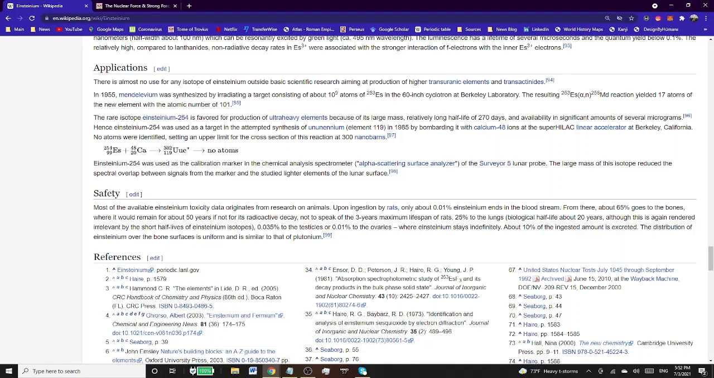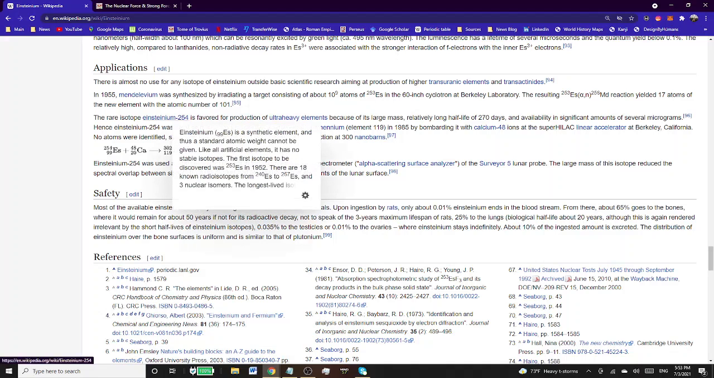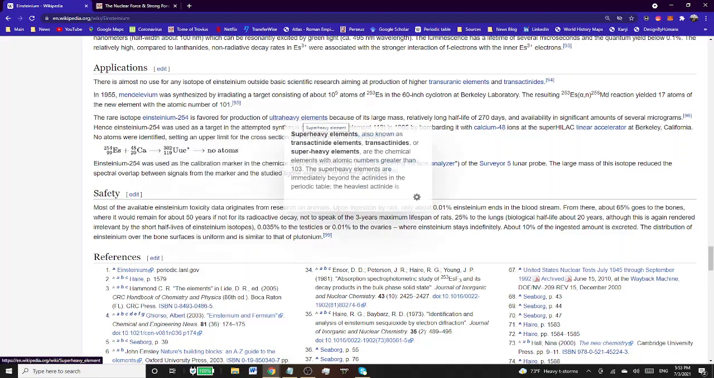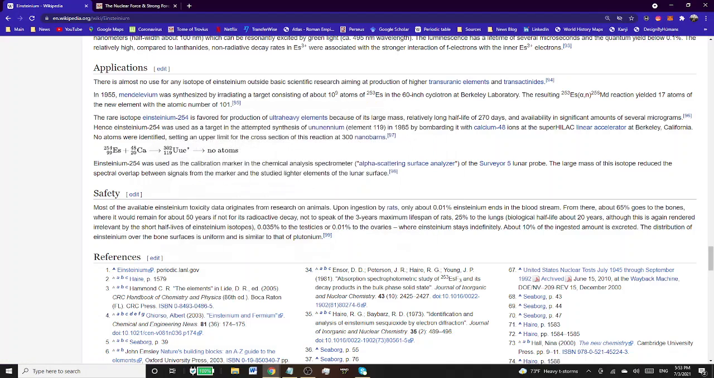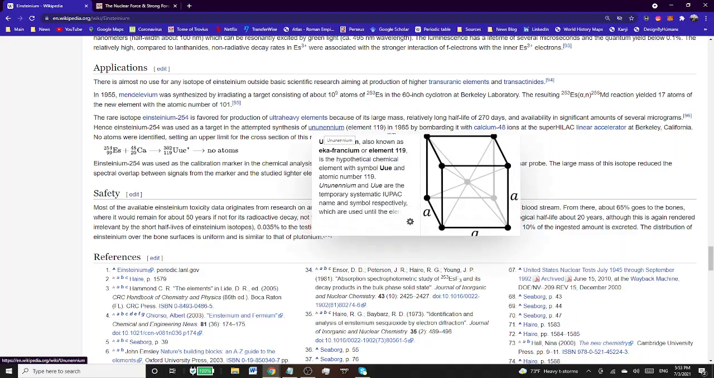Oh, here we go. They like to use this isotope, 254, to produce ultra-heavy elements because it has a large mass and a long half-life. There you go, 270 days until radiation. And you can get significant amounts in micrograms. And they used it to make, what is this? Ununenium. I don't know how they make these names, but this is ridiculous.